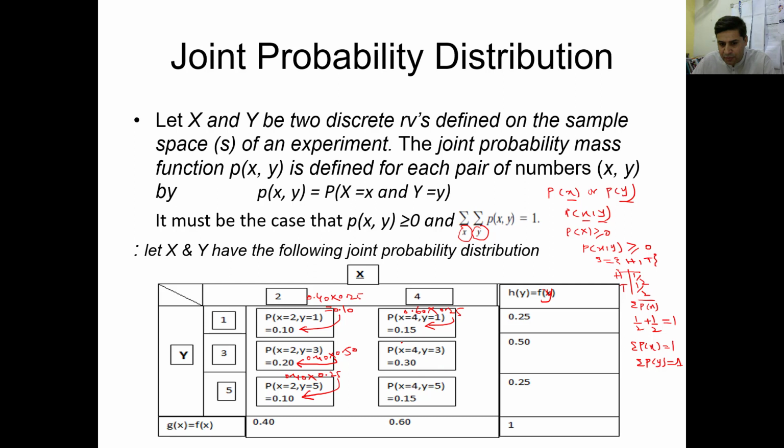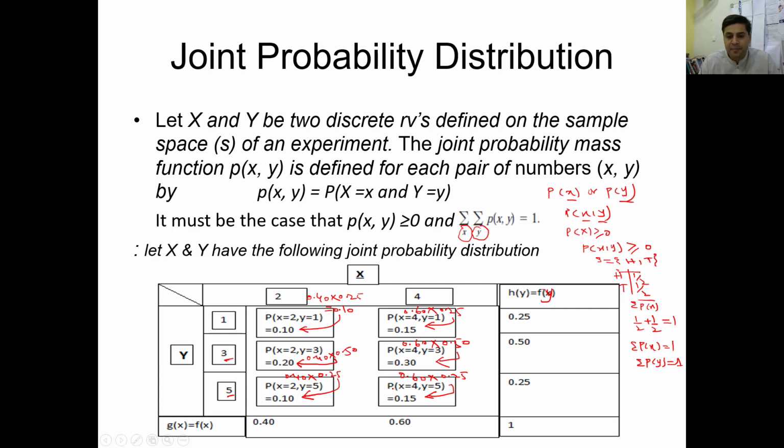For this one, when x is equal to 4, 0.60 multiplied by the probability for y equal to 3, which is 0.50, the product of these two probabilities will be 0.30. Similarly, for this one, x equal to 4, 0.60 multiplied by y equal to 5, which is 0.25, when you multiply it, this will be the product. In this way, you will calculate the joint probabilities.